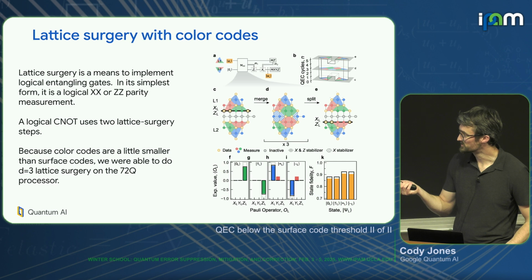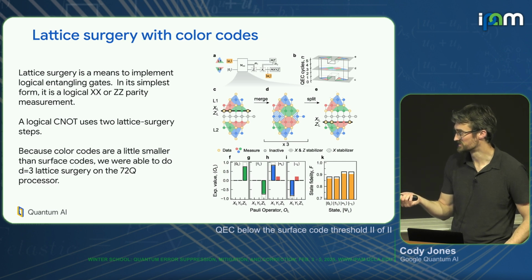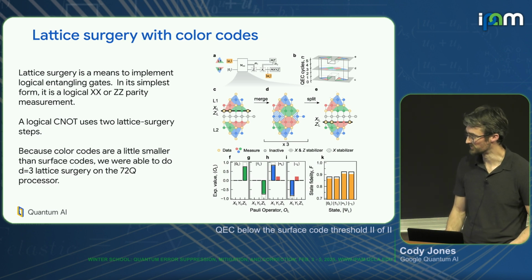Yeah, and also because these guys are a little bit smaller, we're able to do 2 distance 3 qubits on this device, a 72-qubit device that doesn't have space for 2 distance 3 surface codes.